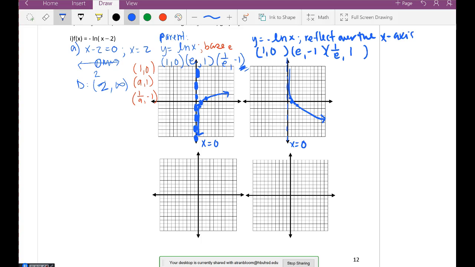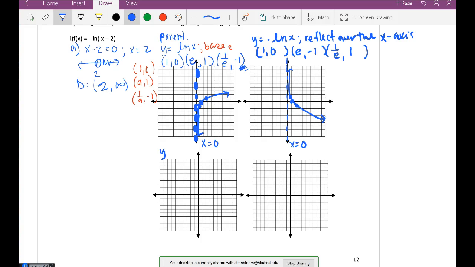Listen, if I can write and stand and write. Okay, how does that look? Can't see my dots. I'm going to make it much bigger. Okay. Does it look like it reflected over the x-axis? Okay, hopefully, because that's what we said.